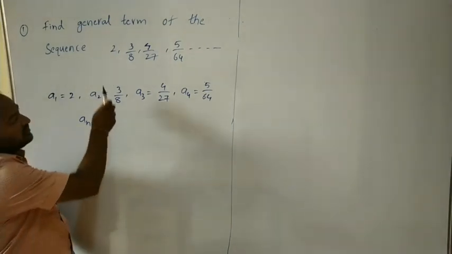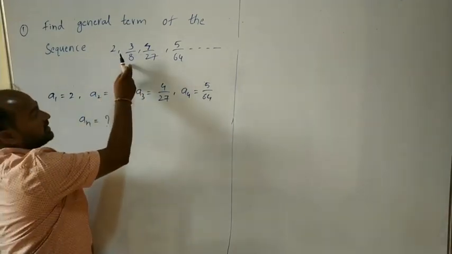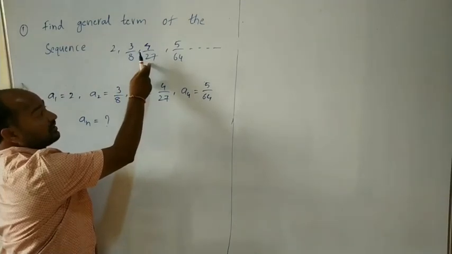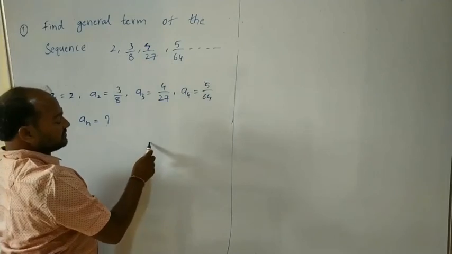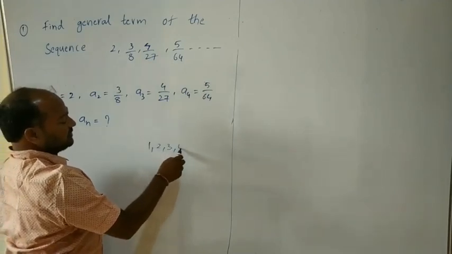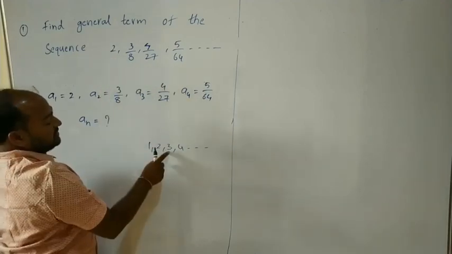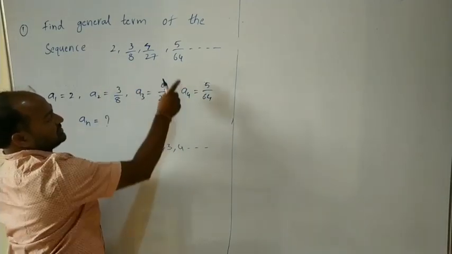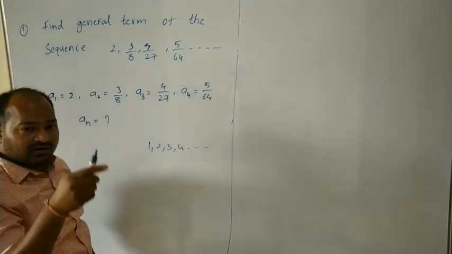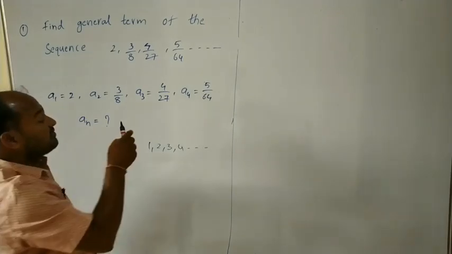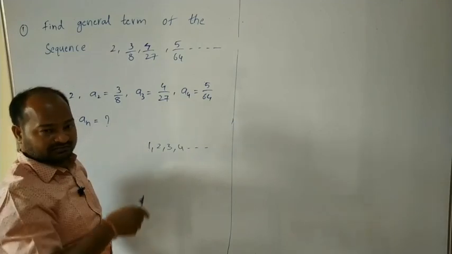If you observe this sequence, the denominators of the terms are all perfect cubes, which are 1, 2, 3, 4, and so on. 1 cube is 1, 2 cube is 8, 3 cube is 27, 4 cube is 64. And the numerators are all one more than the base of the cube in the denominator.